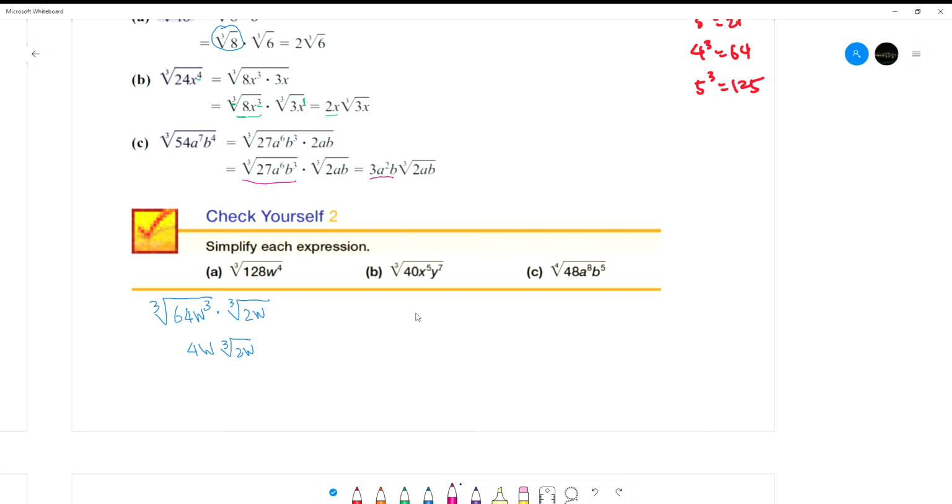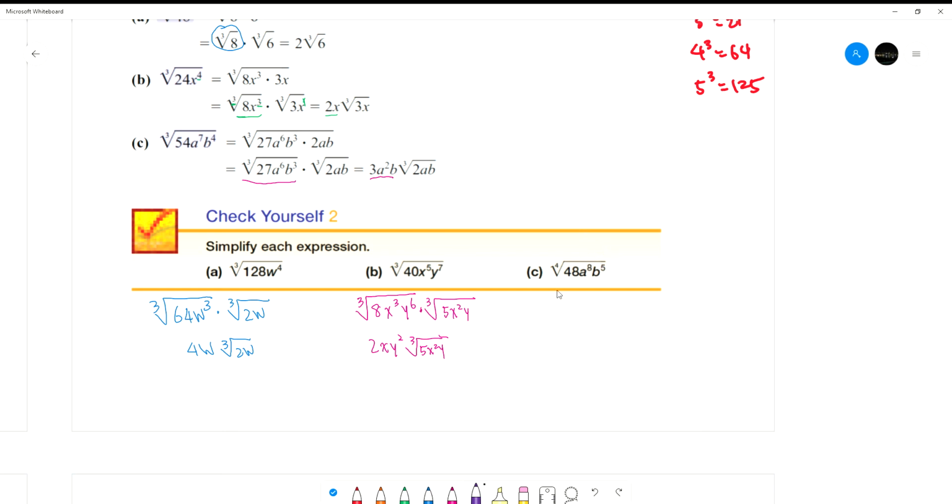Next one, what's the largest cube? It's actually 8. 8 times 5 gives me 40. So this is cube root of 8, x to the third, y to the 6, multiples of 3. Cube root of what's left: 5, there's an x squared left and a y to the first left. So now this simplifies to 2xy squared cube root of 5x squared y as our final answer.